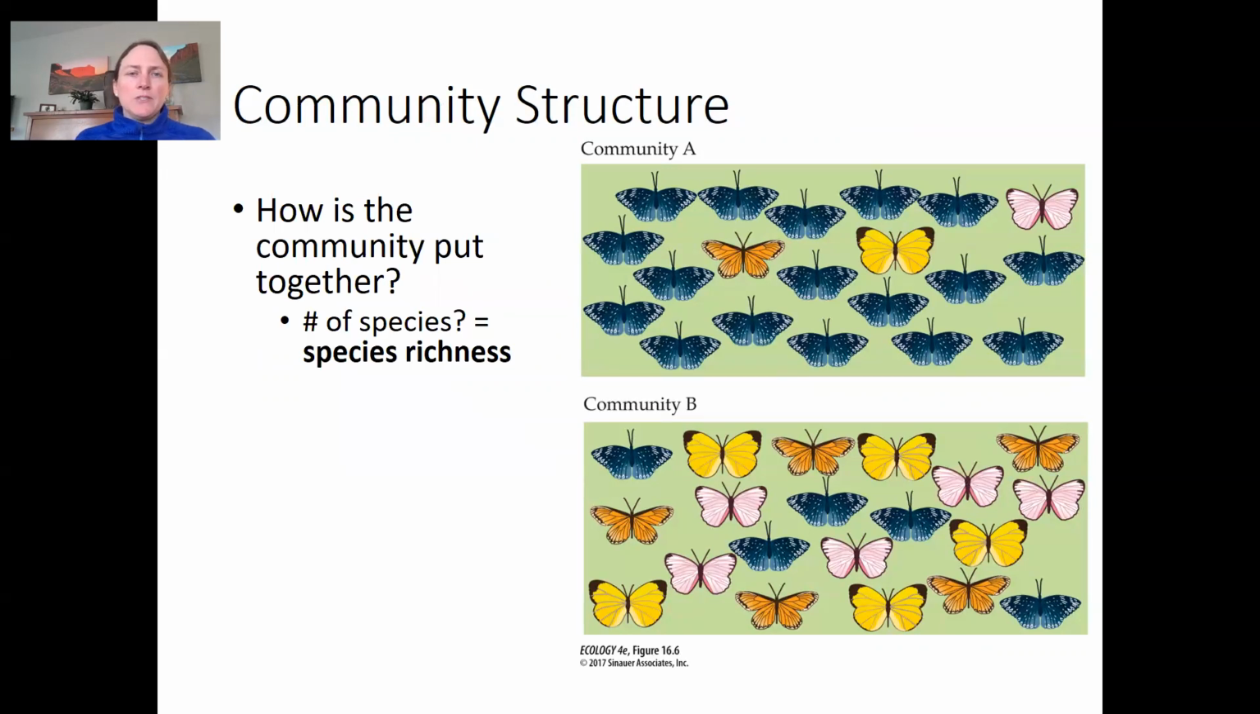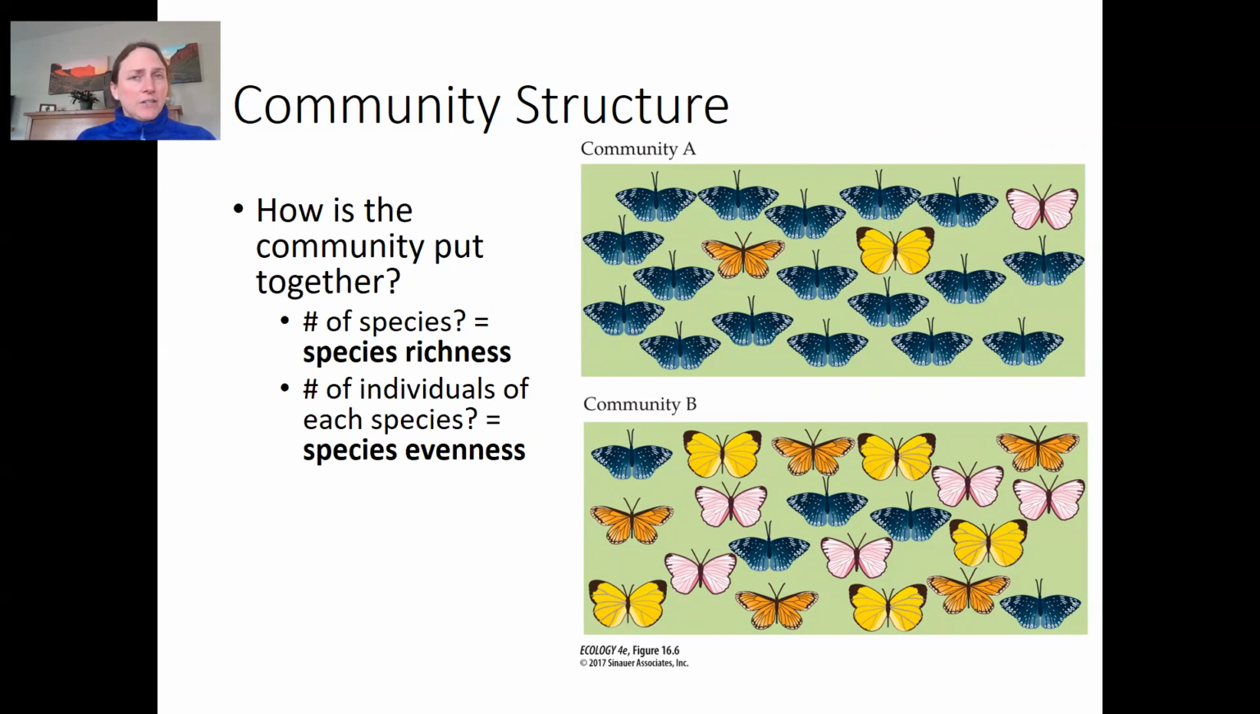First of all, you could think about species richness. Richness is the number of species present in a community. In both community A and B, there are 4 different species, but you can see the communities look really different. They're structured differently. But they're not different in terms of species richness.